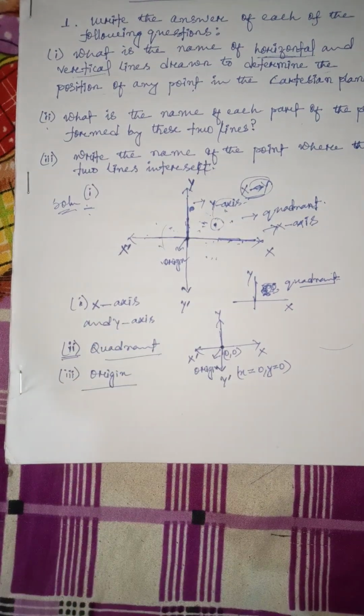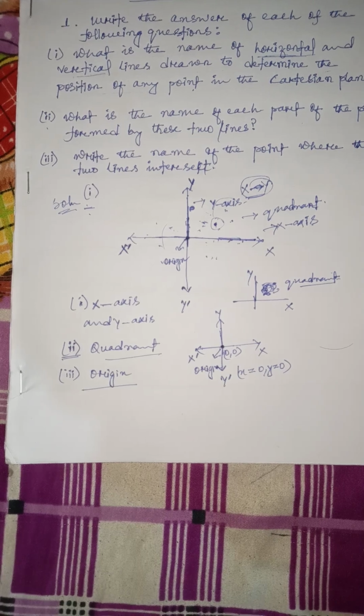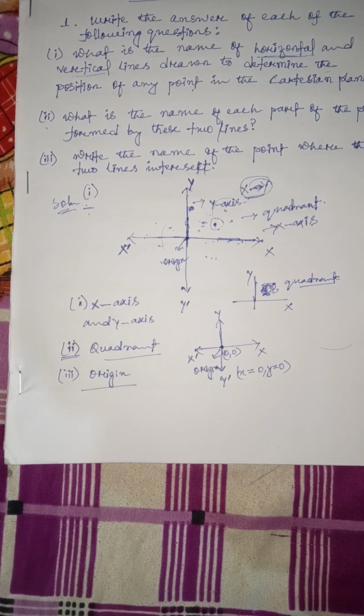The first question is about the horizontal and vertical lines. The horizontal line is the x-axis and the vertical line is the y-axis. Secondly, we are asked for the name of the plane formed by these two lines, x and y, and we call this a quadrant. Then thirdly, where these two lines, x and y, intersect each other, what is the name of this point? This is the third question, and the answer is origin. Alright, so that's all.